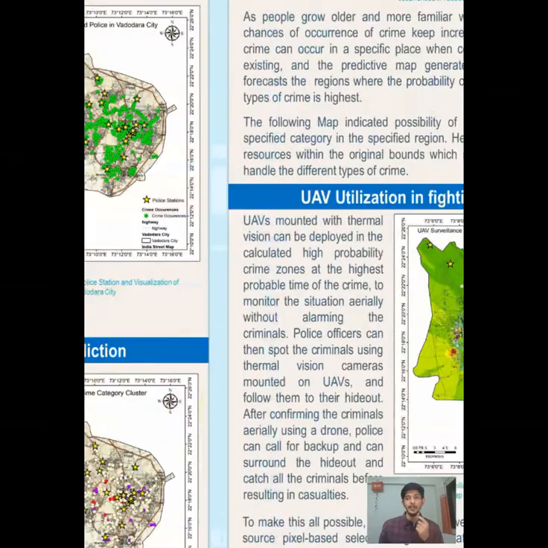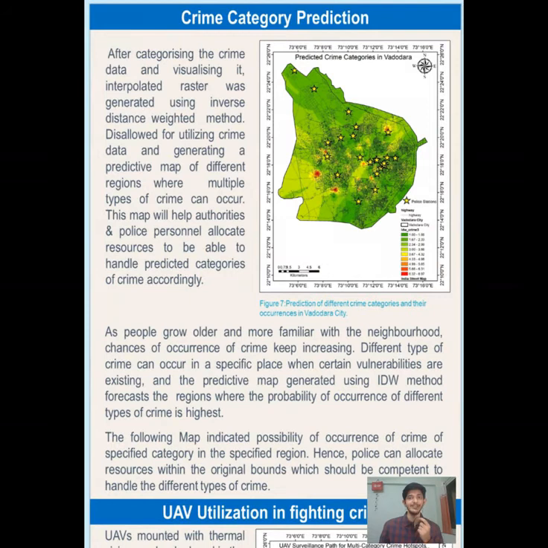The next, crime category prediction. So after categorizing the crime data and visualizing it in the interpolated raster which was created using the inverse distance weighted method, we have generated the following map which is represented in figure 7. As the label indicates, figure 7 represents the prediction of different crime categories and their occurrence in Vadodara city. So using this map, police officers and authorities can allocate resources to be able to handle predicted categories of crime accordingly. The map indicates the possibility of occurrence of crime of specified categories in the specified regions.